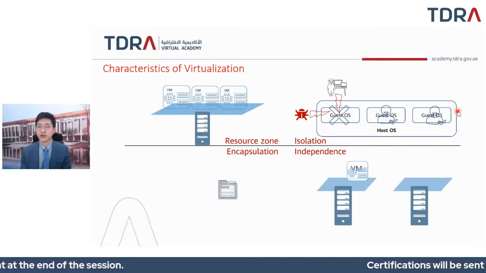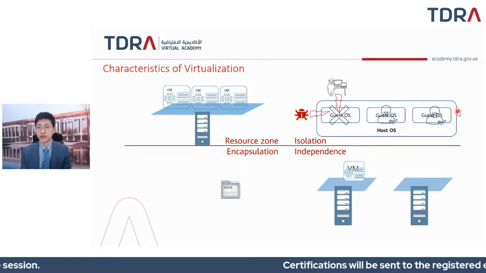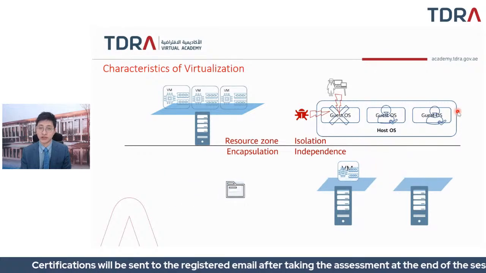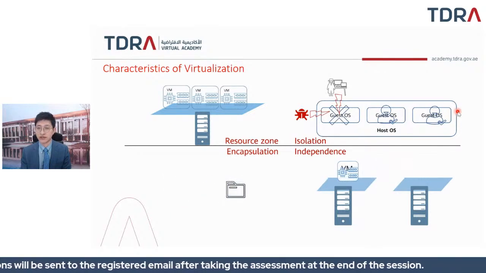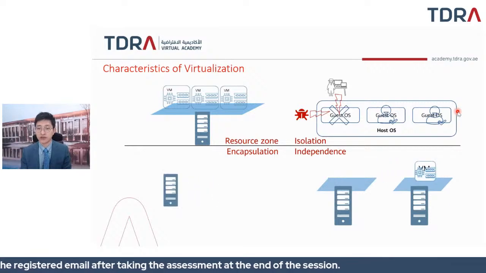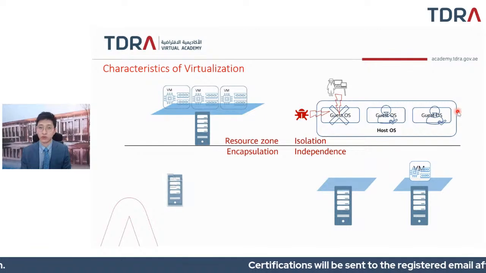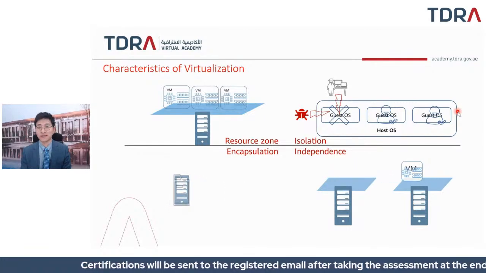The second characteristic is isolation. Okay, so to make sure that if one virtual machine is broken down, it's not gonna influence other virtual machines on the same device. So virtualization has this isolation function. Each virtual machine has its own guest OS, and they don't even know who the other virtual machines on this physical device are.